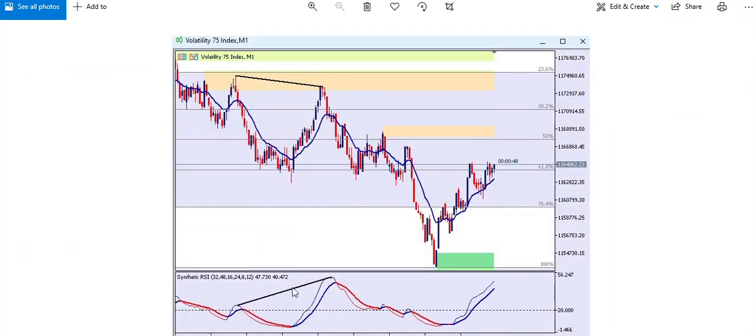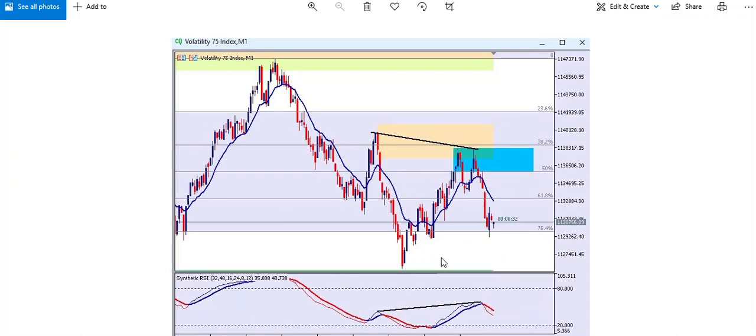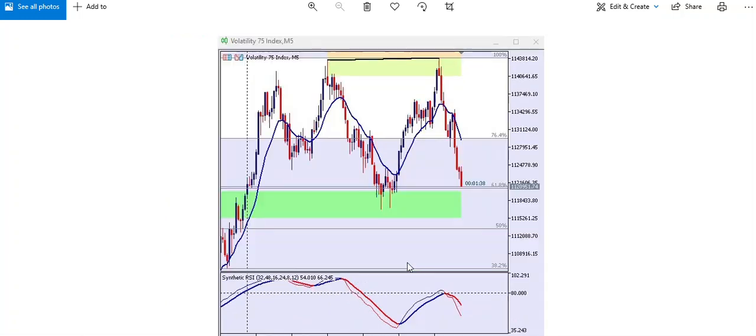Another setup here. You see divergence created on the price and on the indicator, and we see price respecting the divergence, and that was it. This is our target, but price got to it and broke below our target. This is another setup of the divergence forming here, and price dropped. Target area is this level.